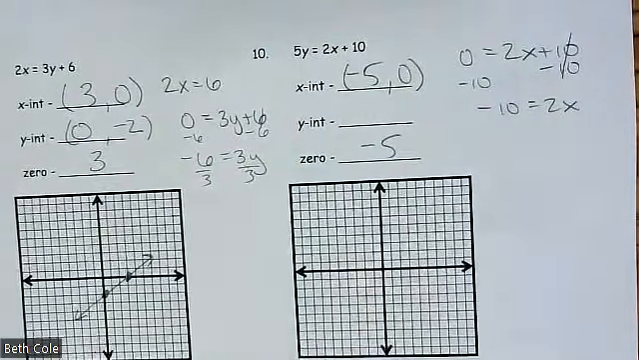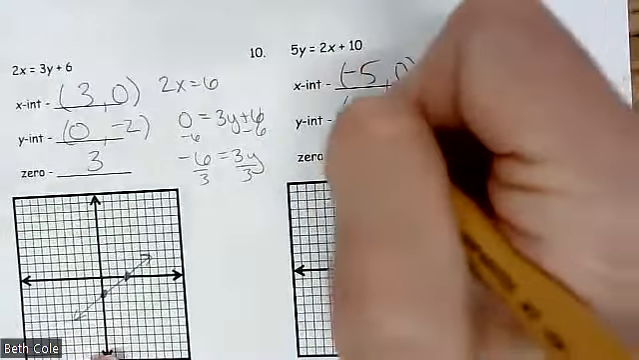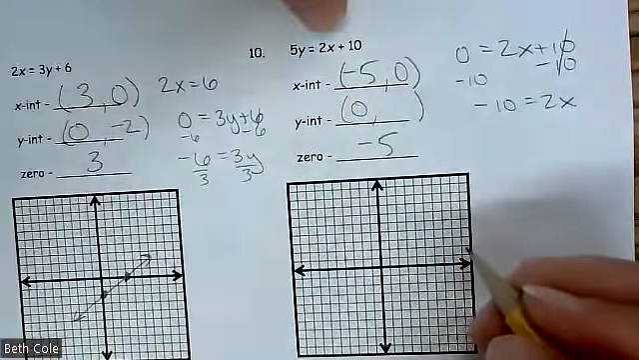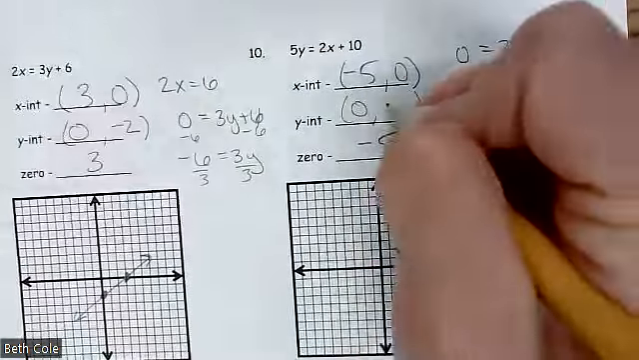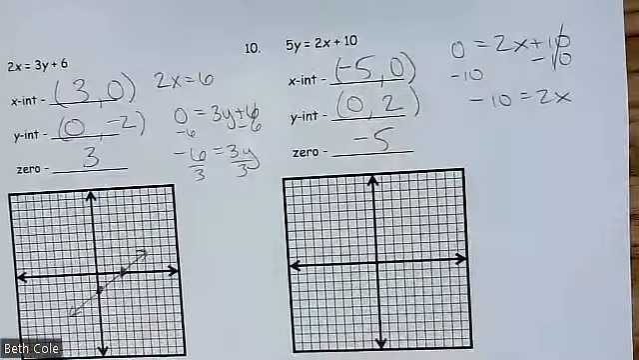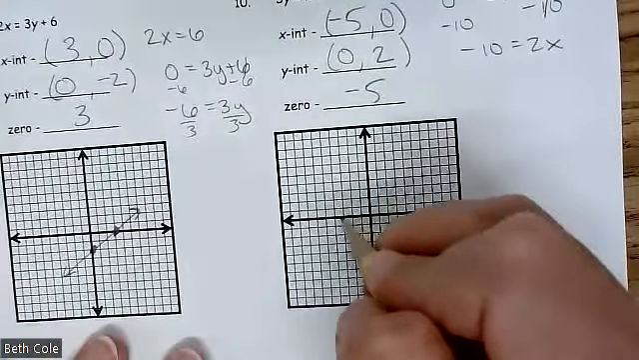How do you get the y-intercept? Cover up x. 0 for x. Look it. If I cover up x, you get 5y equals 10. It'll be 2. And then you're going to plot those and connect them.